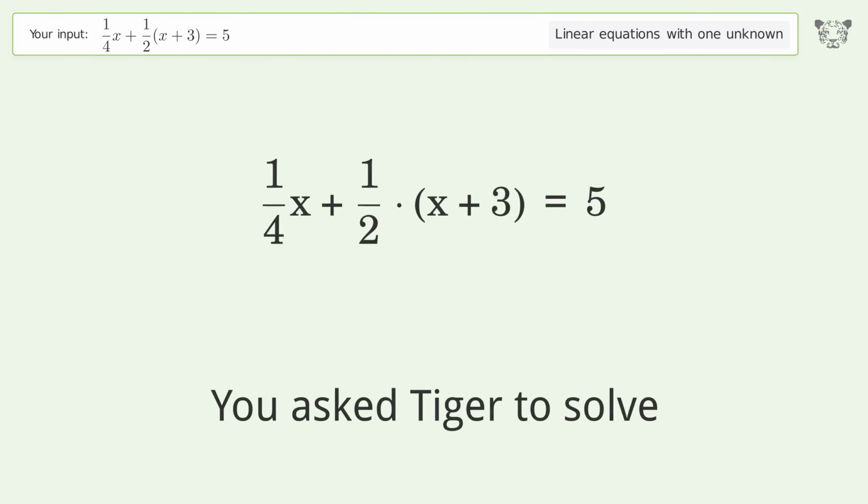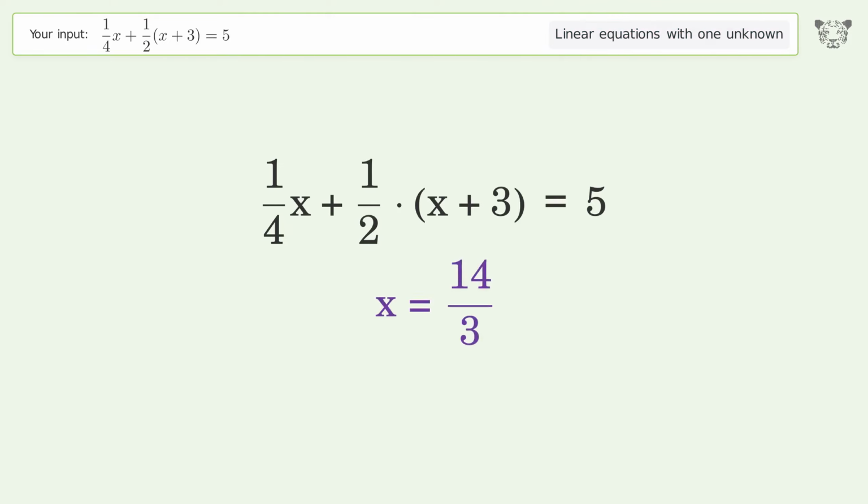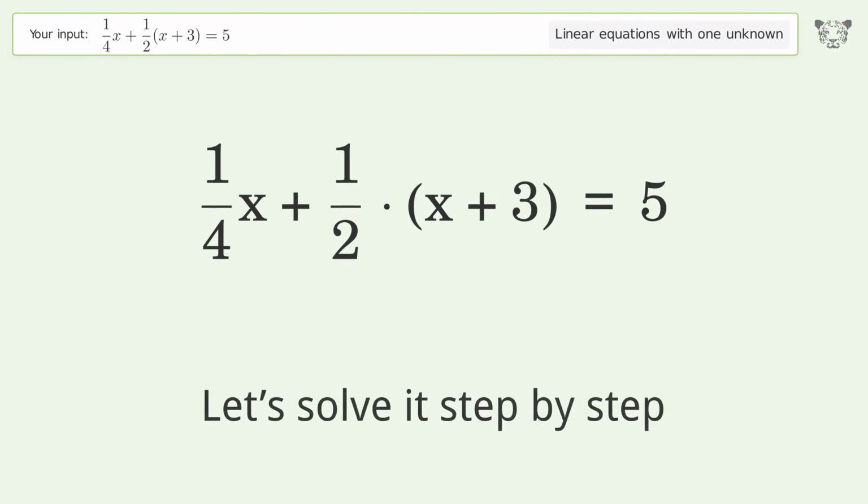You ask Tiger to solve. This deals with linear equations with one unknown. The final result is x equals 14/3. Let's solve it step by step.